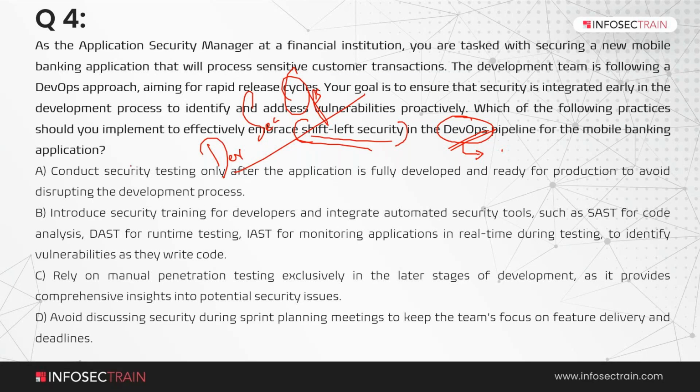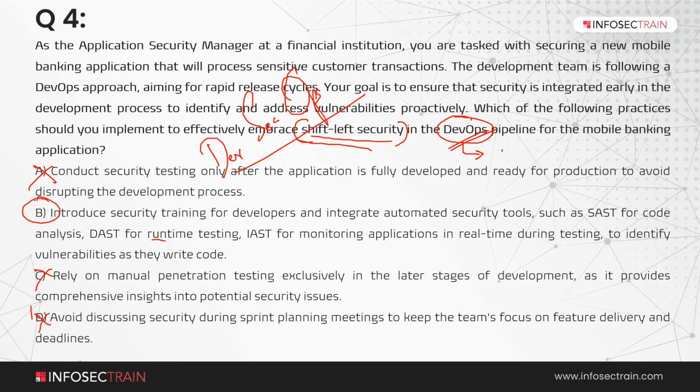Okay, let's see the answers here. If I go for A, conduct security testing only after the application is fully developed, obviously no, because that's what we have discussed now. It's not A. The second option is introduce security training for developers and integrate automatic security tools: SAST for code analysis, DAST for runtime testing, IAST for monitoring applications in real time. The answer is B because obviously it's clear and to the point. That's why the answer is B.